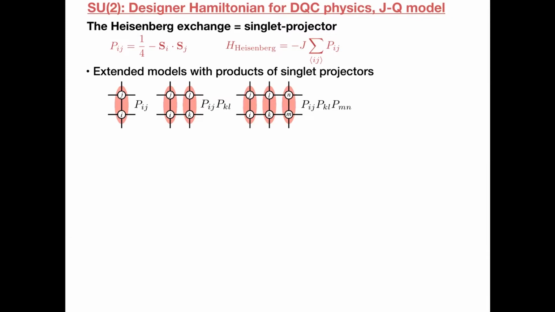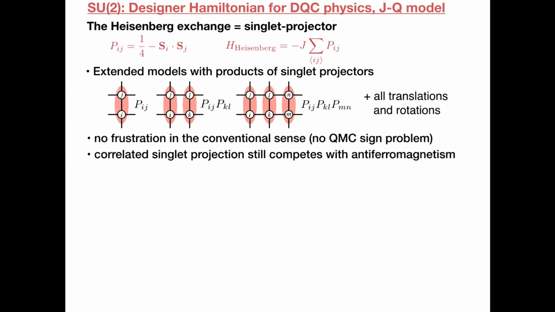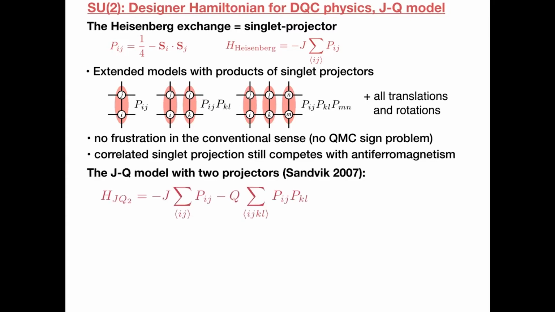So the model itself doesn't break any symmetries of the square lattice. The advantage of this kind of model, versus frustrated quantum spin models that people have been discussing for a long time, is that these are actually amenable to large-scale quantum Monte Carlo simulations. So we can actually study very large lattices and so on.